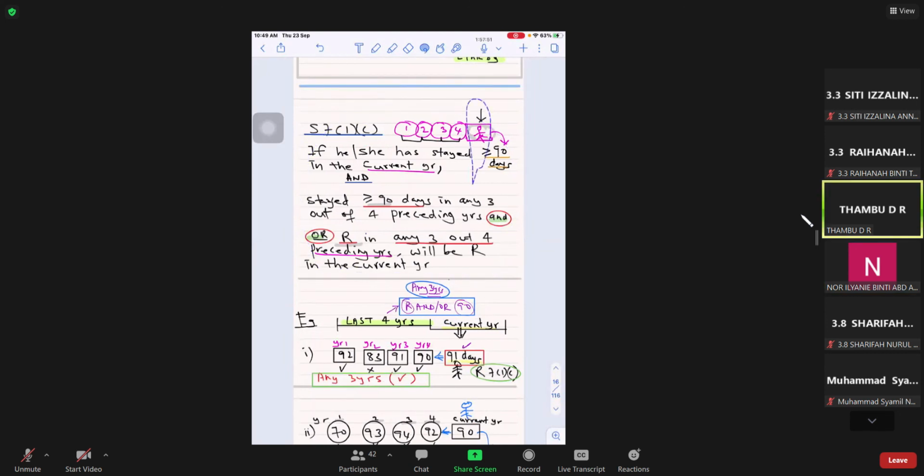Current year 90 days. Tahun yang lepas kita ambil 4 tahun yang lepas. Mana-mana 3 cukup. Daripada 4 kita pilih 3 sahaja. Sekiranya 4 tahun pun you are okay lah. Kita mau sekurang-kurangnya 3 tahun. Resident or 90 days.